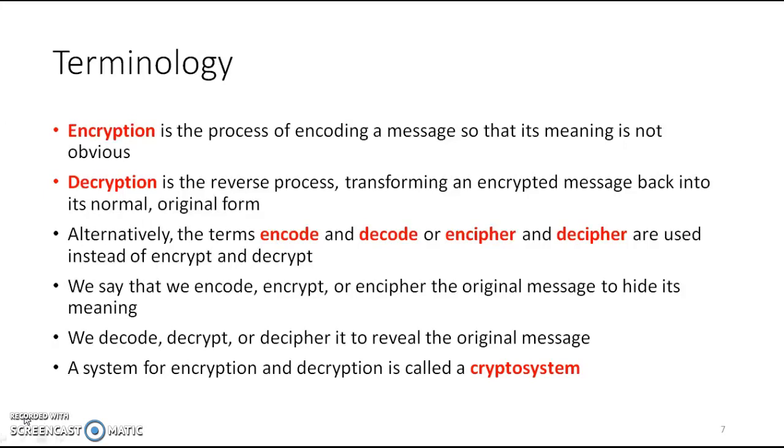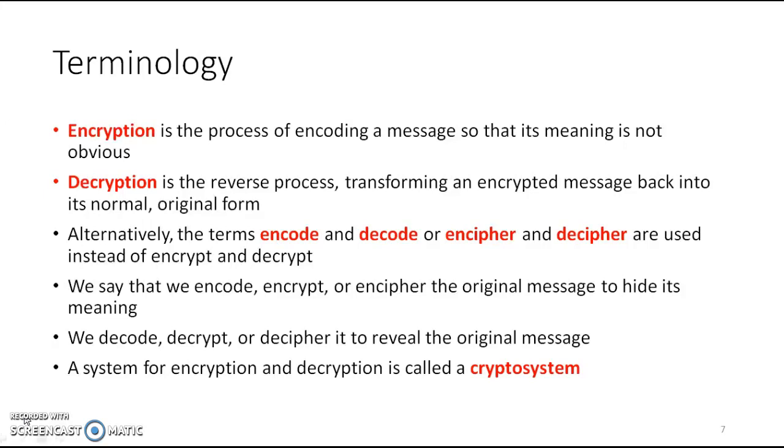Decryption is the reverse process, transforming an encrypted message back into its normal original form. For example, the sender will encrypt and the recipient will decrypt it. So these two processes are on different ends. Alternatively, the terms encode and decode or encipher and decipher are used instead of encrypt and decrypt. So you can use the alternative words encode and decode.